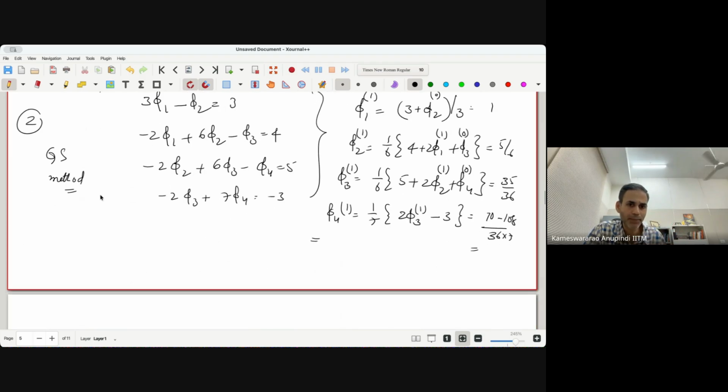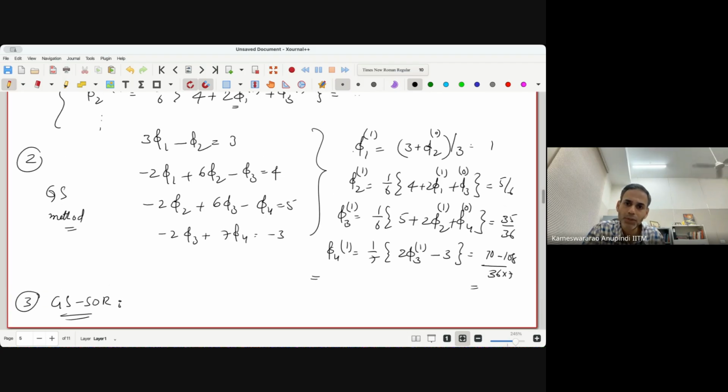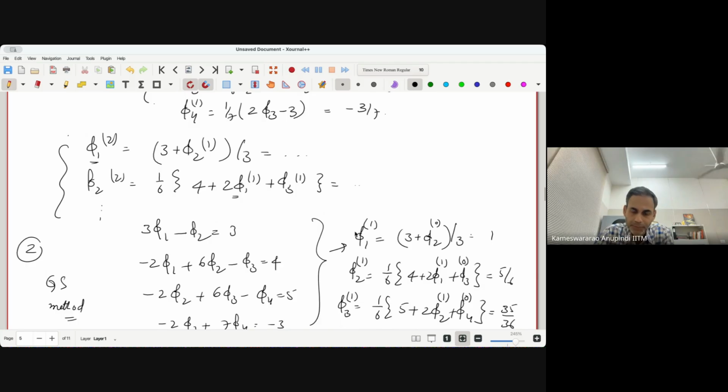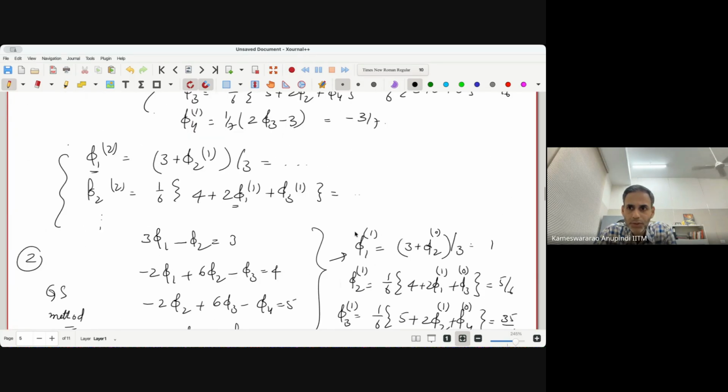Fine. If it is going to be the Gauss-Seidel SOR, of course, we will not try to do it by hand, but when you code it up, once you calculate this one, you can say that my new Phi1 of 1 is going to be your Phi1 of 0 plus whatever the relaxation factor that is given to you times the Phi1 of 1 tilde that is calculated using the Gauss-Seidel. So that is how you would do it for all these three methods. Any questions so far?